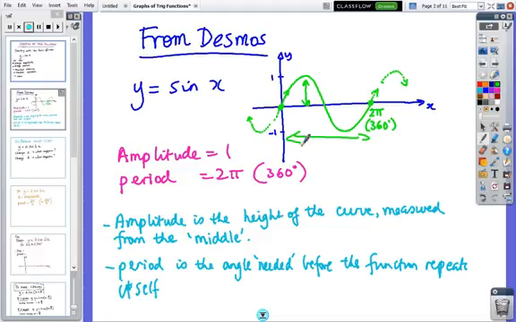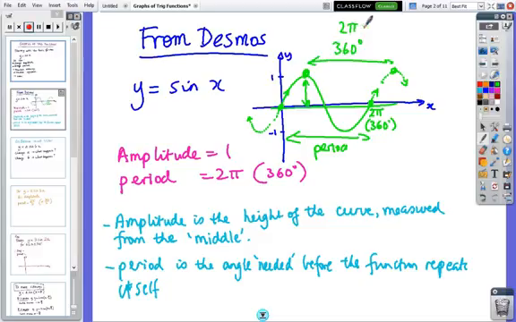Okay, so let's remember that the amplitude is the height of the curve measured from the middle. Here the middle is where it oscillates around, and so the height is 1. The period is the angle or the time needed before the function repeats itself to the same spot. It doesn't matter where you start, even if it was there to there, that length is 360 degrees or 2 pi.